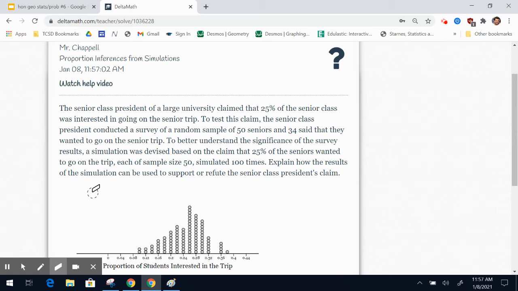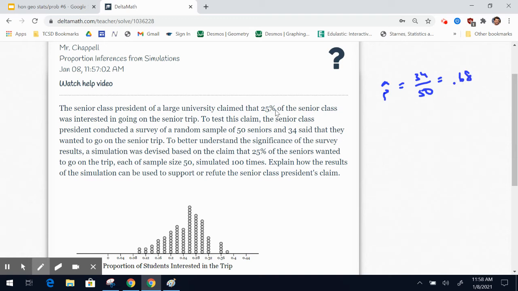So what we're going to do here is look at the sample proportion, right? The accepted value right now is 25%. Just 25% want to go on the senior trip. So when this person did a survey to find their p hat, out of 50 seniors, 34 wanted to go on the trip. That is a proportion of 0.68.